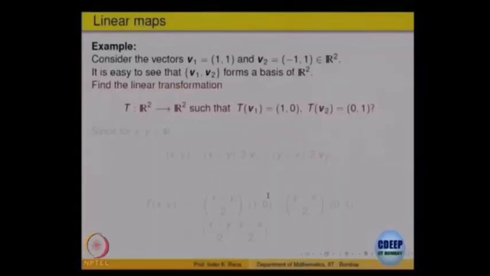So, let us look at: is this V1, V2 a basis? Let us look at R2. V is R2. Look at the vectors V1 is (1, 1), V2 is (-1, -1). In R2, if we have two linearly independent vectors, then they will form a basis, because the dimension of R2 is 2, with basis (1, 0), (0, 1). If I am able to find any two linearly independent vectors, they will form a basis.